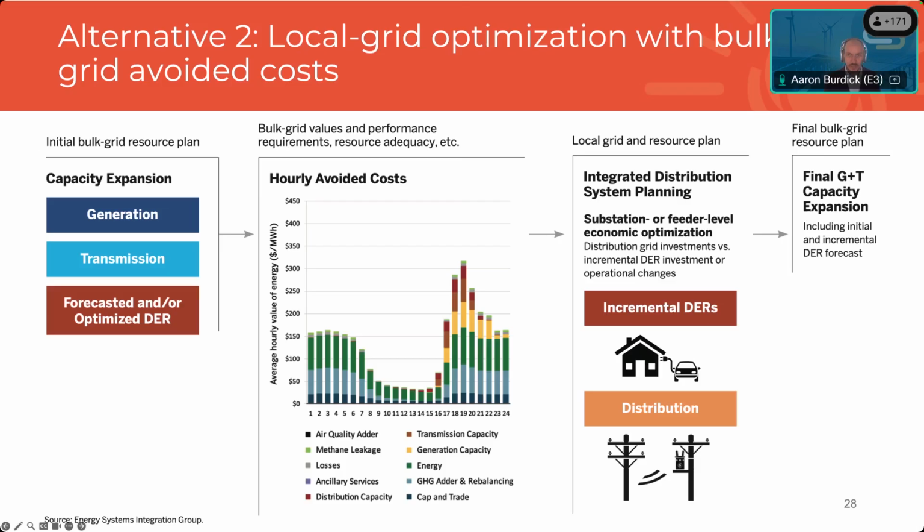And so these local grid optimizations are often referred to as integrated distribution system planning. So this is where we can look at the incremental DER costs minus their bulk grid value versus the cost of upgrading the distribution system and run that optimization within the distribution planning process. That can then get fed back if incremental DERs come out of that to produce the final G&T expansion.